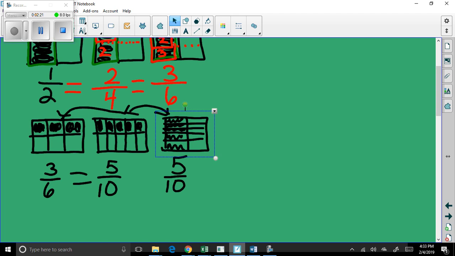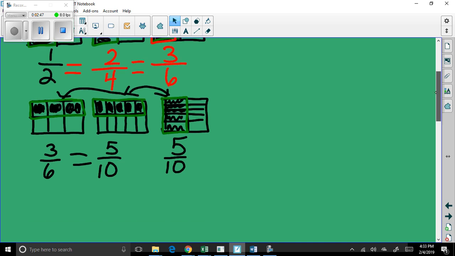So if you look at it, you can see that there are 5 pieces shaded, but still half of the shape is shaded in. So I still have this one green piece that size. And even though it's on its side, I still have a green piece that is the same size in all 3 of those pictures. So that's why those are equivalent fractions. They're equal even though the pieces are smaller.